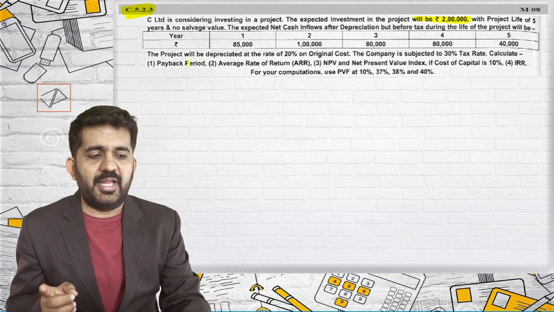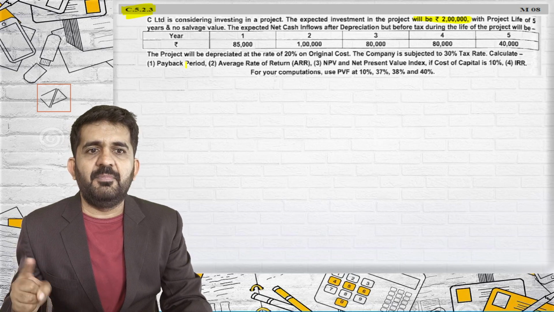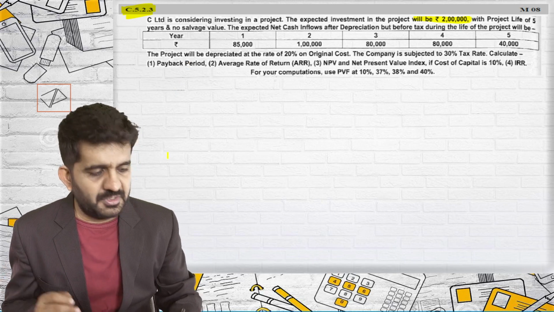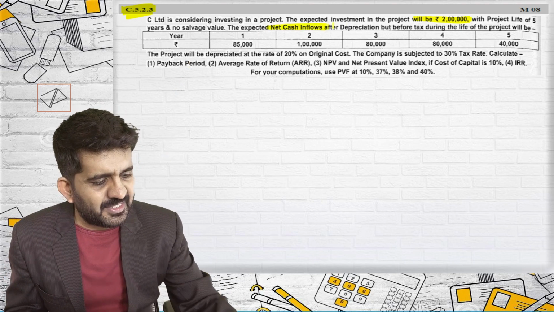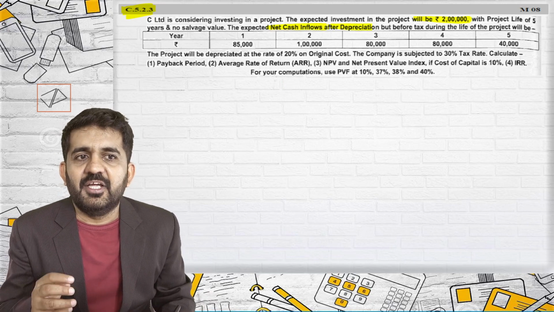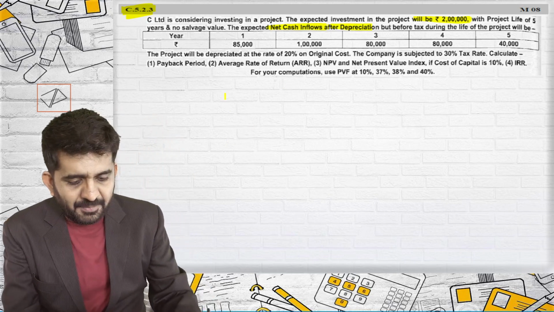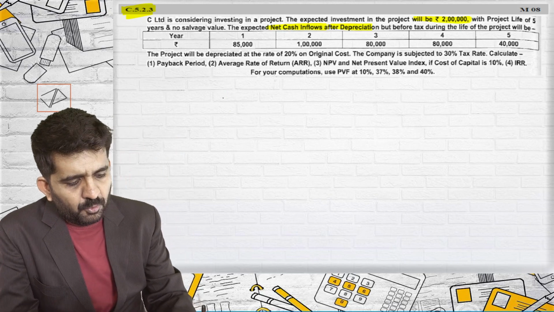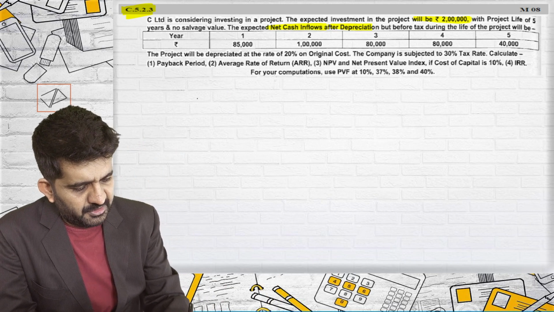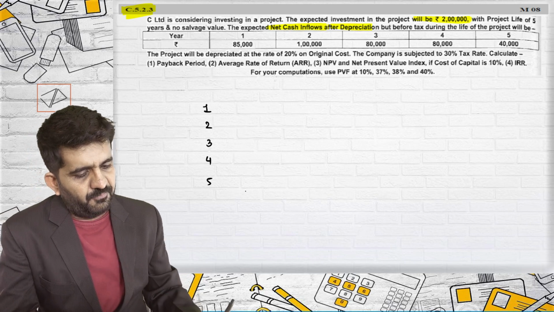What is this? Net cash inflows after depreciation but before tax. Try to understand whenever this type of confusion comes. No cash inflows can be after depreciation. They are trying to say it is profit. It is profit after depreciation but before tax. So depreciation is already deducted. Will I have to prepare for all 5 years? Yes. I will have to prepare it for all 5 years. I am not having any other option. 1, 2, 3, 4, 5 years.